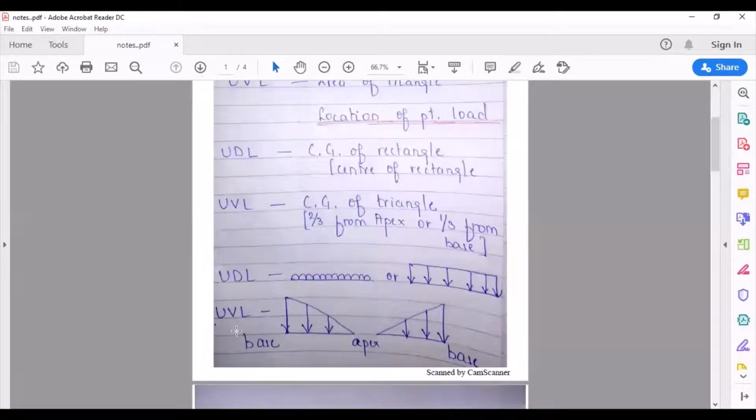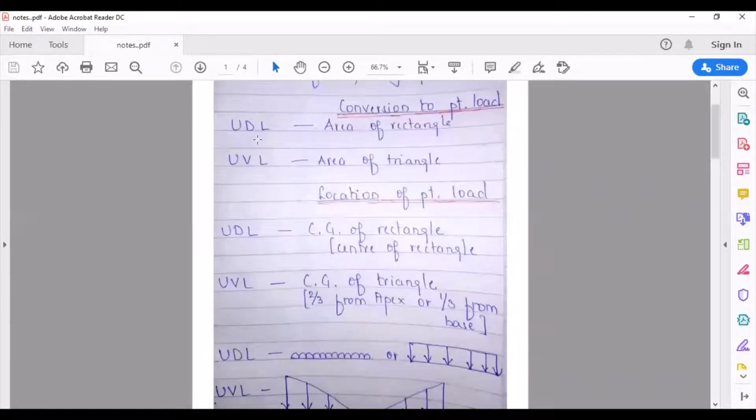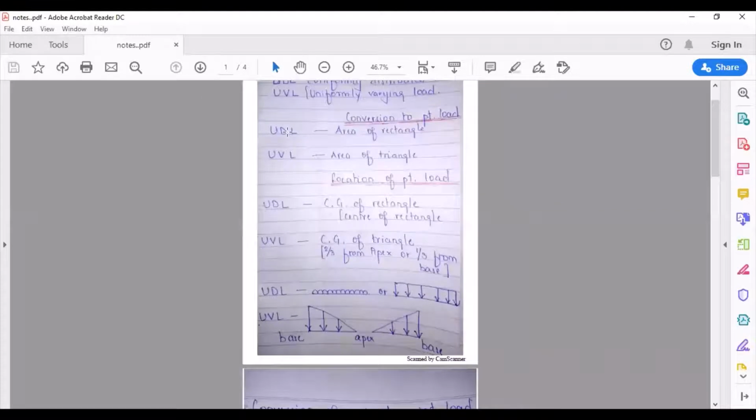These two terms in a triangle are very important to understand the location of the point load. So UDL conversion is the area of a rectangle, whereas UVL is the area of a triangle. This is how you convert UDL and UVL to a point load. Next, let us come to the location. Once I convert the UVL or UDL to a point load, where should I place them?